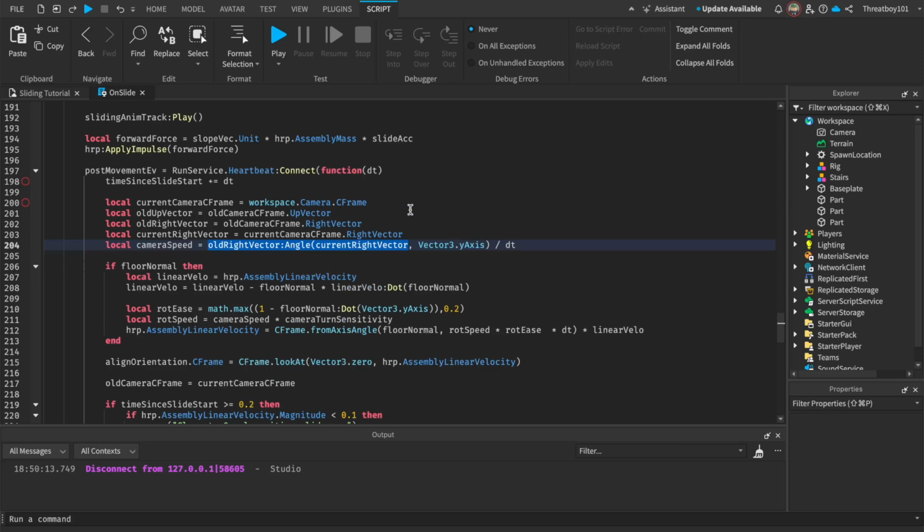But how do we know the sign of the angle? The way we do so is by passing in a reference vector. And what I believe Roblox does is a dot product between that cross product vector and this vector that you pass in. And based on whether that dot product is positive or negative, that would determine the sign of the angle. So I'm going to draw this.